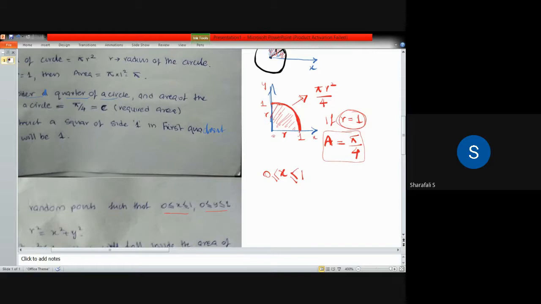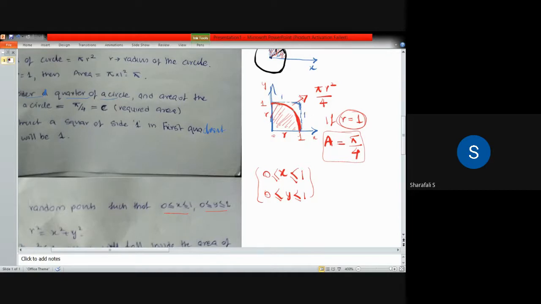So x value should be in this range, and y value also within this range, because y maximum value is 1 because radius is 1. Okay, so consider these two conditions, and you can consider points within this limit. So if you are considering a square like this, both of these edges will have the same size because the radius is fixed. So this is 1, this is also 1.